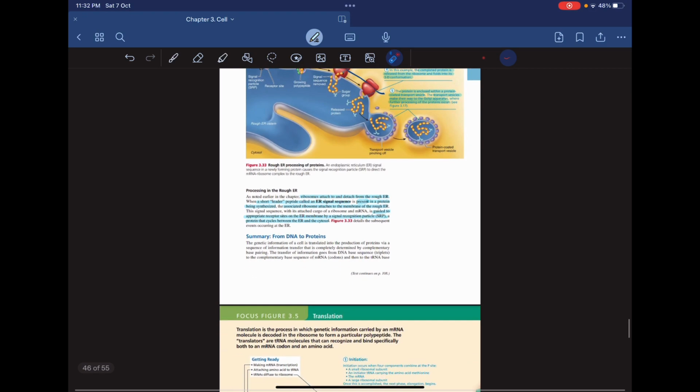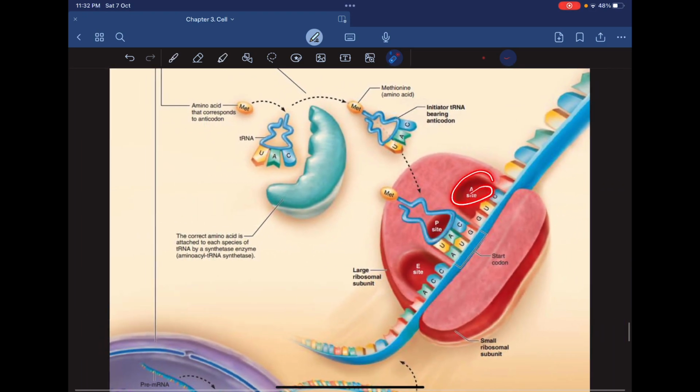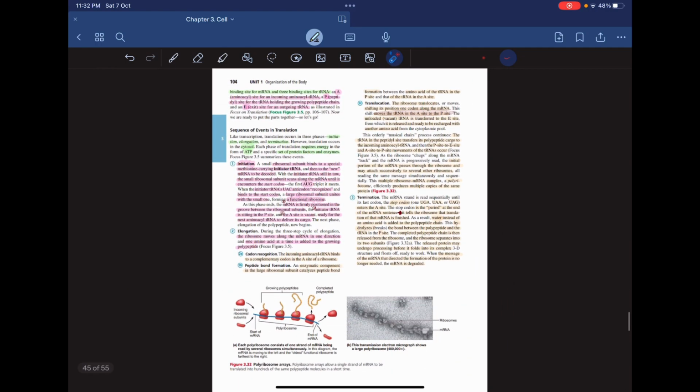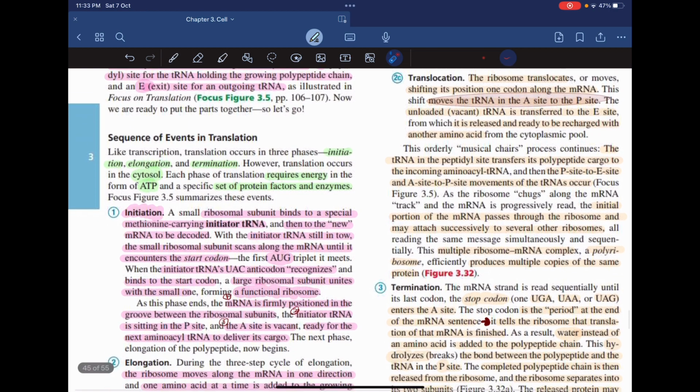Let me show you this. These are the 3 binding sites, which are the A, P, and E sites. So it has 1 binding site for mRNA and 3 binding sites for tRNA. The A site is the aminoacyl site for an incoming aminoacyl-tRNA, the P site is the peptidyl site for the tRNA holding the growing polypeptide chain, and the E site is the exit site for an outgoing tRNA.